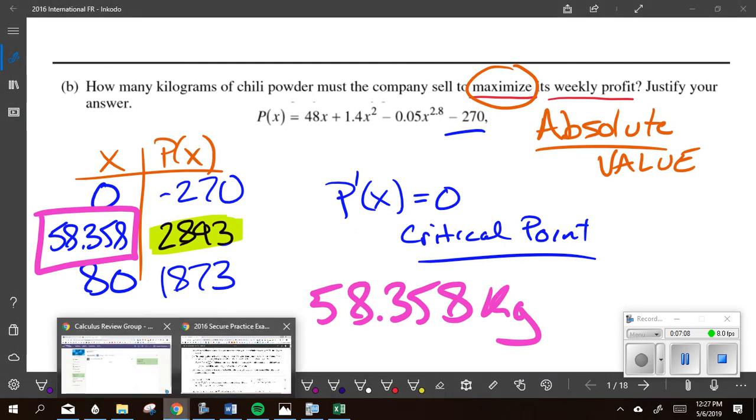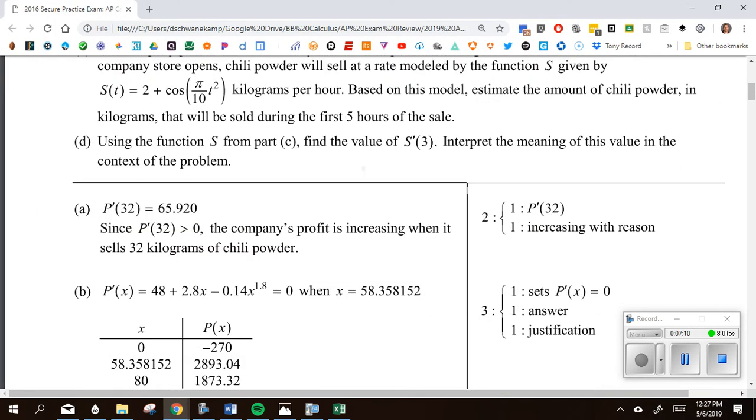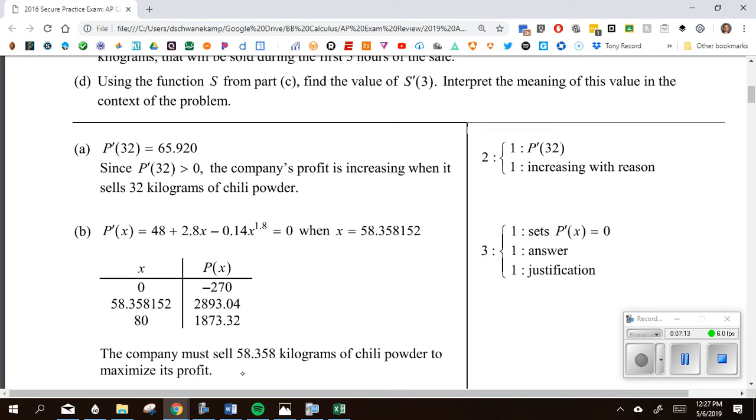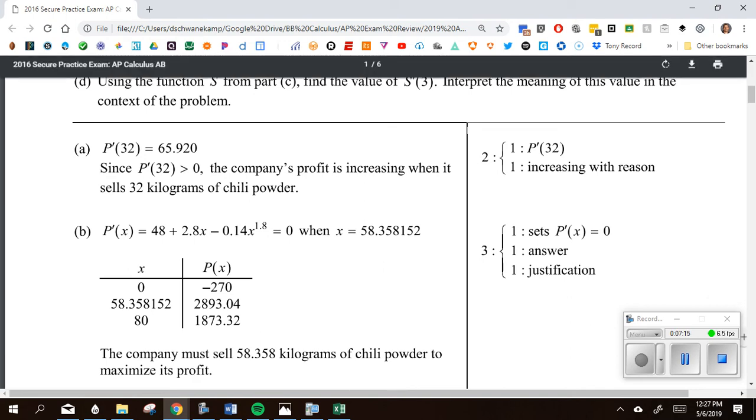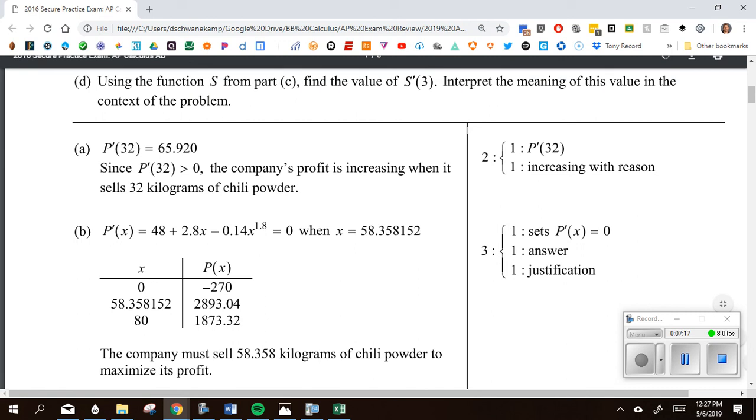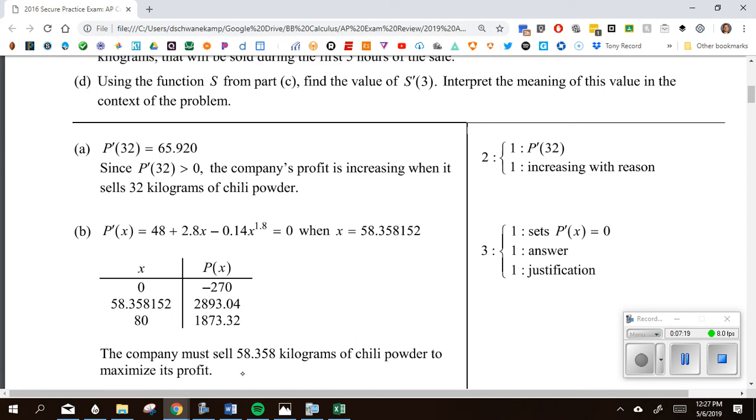You got 3 points on this one. You got 1 point for setting P prime equal to 0. Setting P prime equal to 0 scored us a point. We scored 1 point for the answer of 58.358 kilograms. The other point was the justification, which is the chart. Everybody good with those 3?